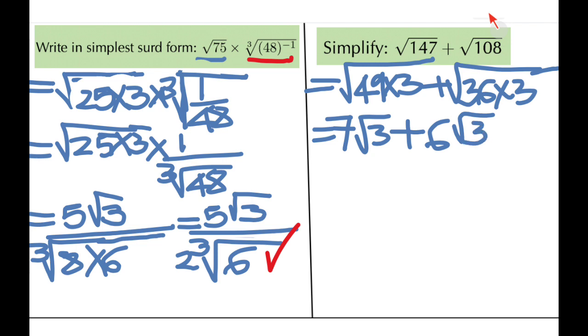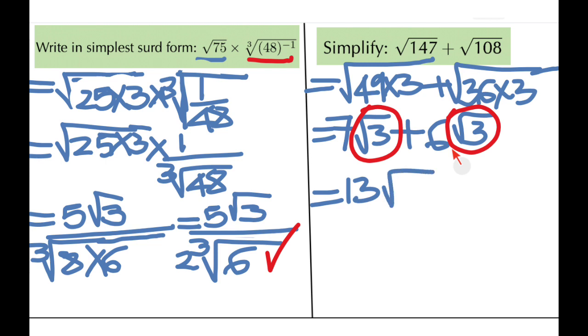Now notice that these root 3's are similar, so that's 7 goats. That's the same as saying 7 goats plus 6 goats. That gives us 13 goats. So that is equals to 13 root 3, and that is your answer.